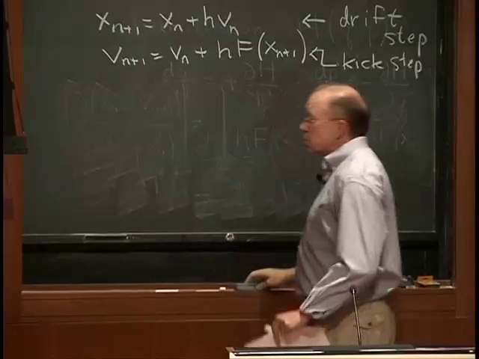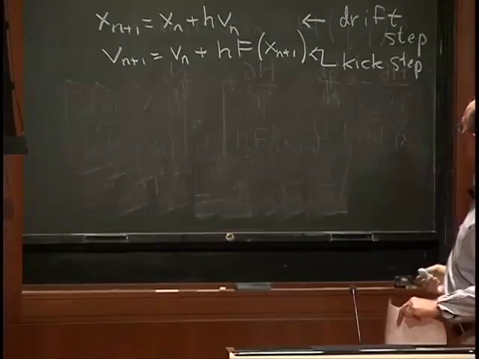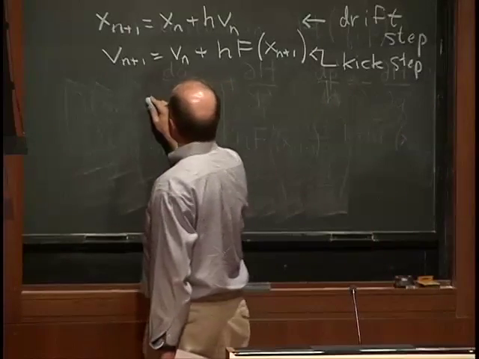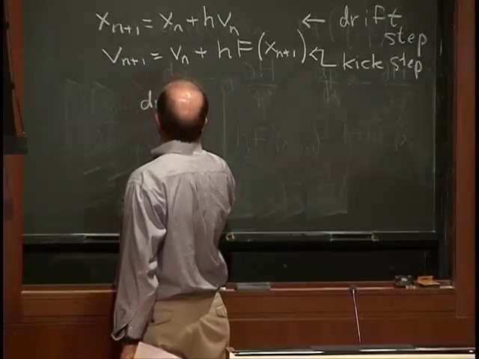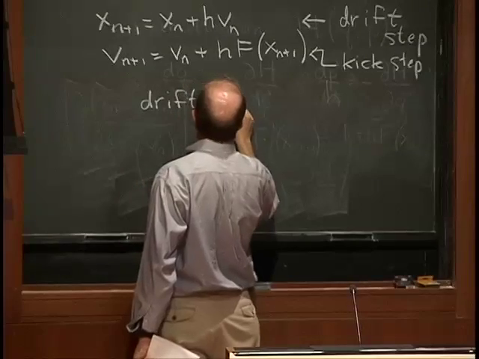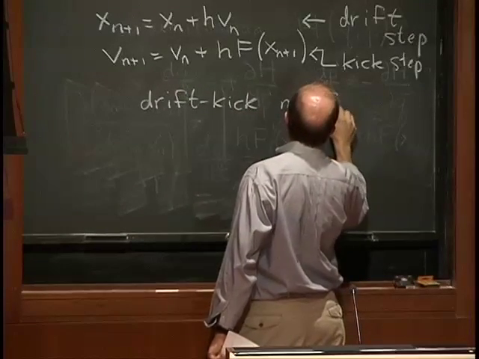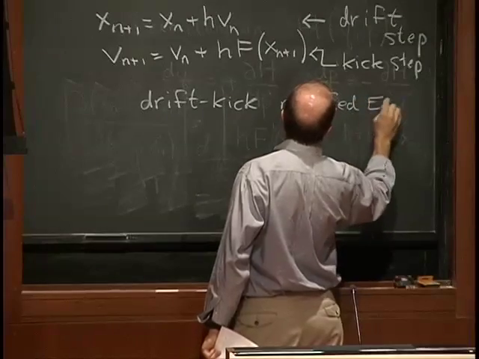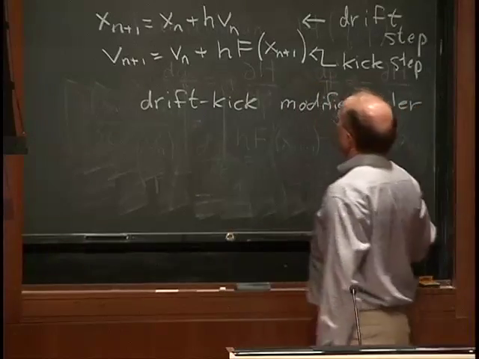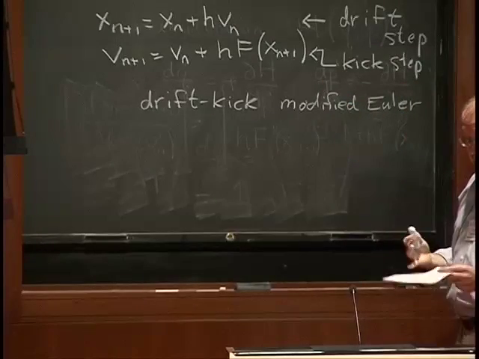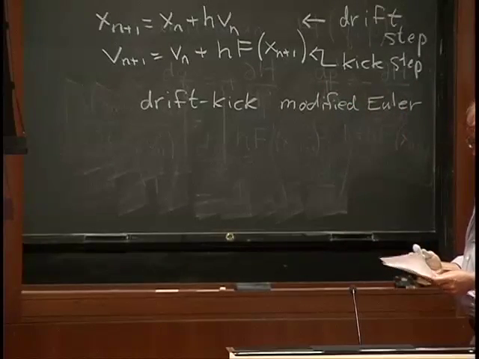Once you introduce this notation, then this particular form of modified Euler is called drift kick modified Euler, because you first drift and then kick. But there's nothing special about doing things in that order.